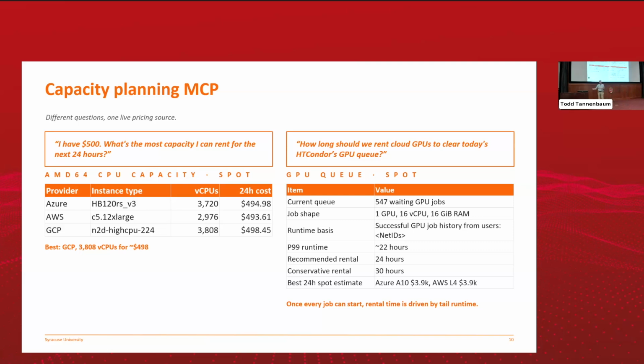So back to the contention. How long should we rent cloud GPUs to clear today's HTCondor GPU queue? Well, you have about 550 jobs waiting in the queue. Looked at who's running and what they're doing. It's like, they need one GPU, 16 cores, 16 gigs of memory, and based on their previous runs, it usually takes about 22 hours. But when I add a little bit of time, maybe 24.